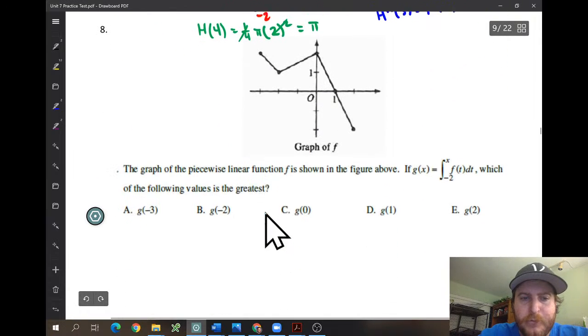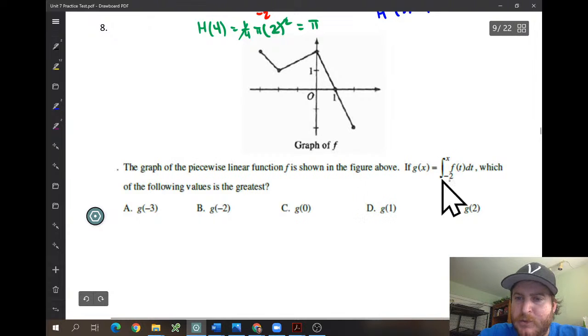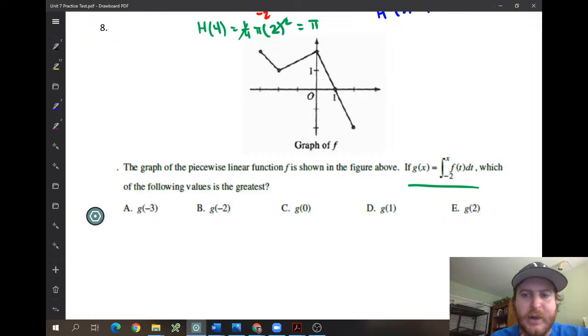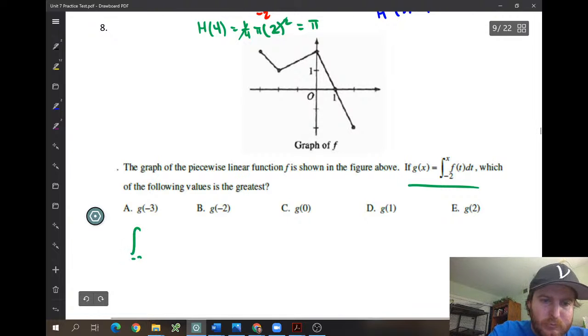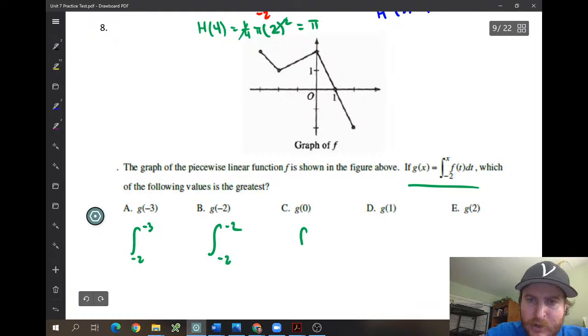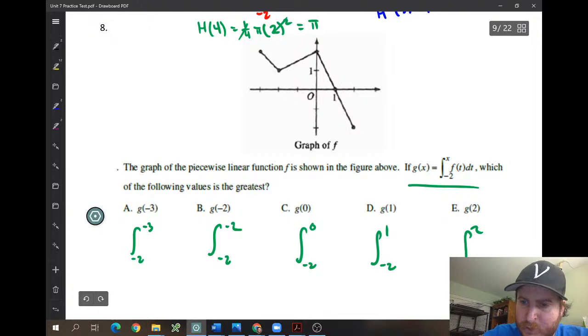Number 8 gives us a graph of a piecewise. Again, we have this g of x equals the integral from negative 2 to x. And I say which are the greatest, and they're all g values. So in this case, the integral from negative 2 to negative 3 would be a. The integral from negative 2 to negative 2 would be b. The integral from negative 2 to 0 would be c. The integral from negative 2 to 1 would be d. And the integral from negative 2 to 2 would be e.